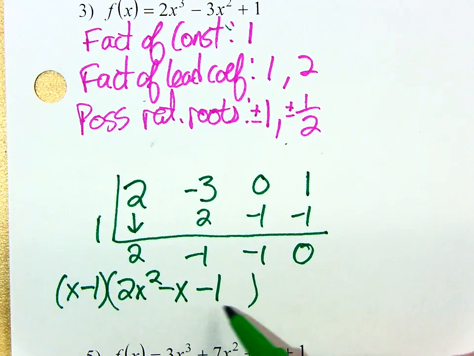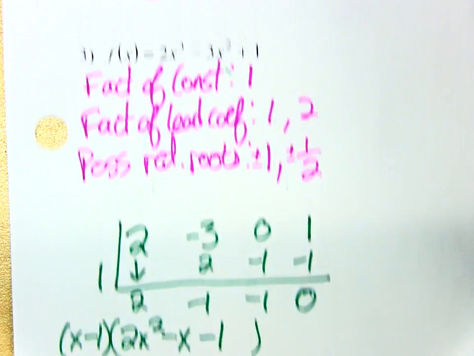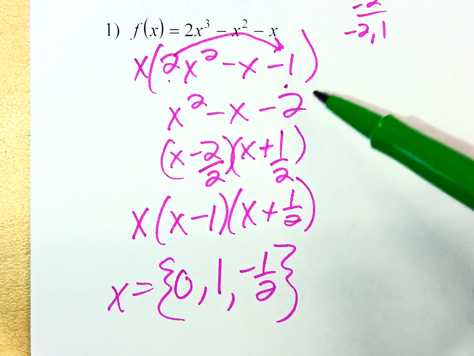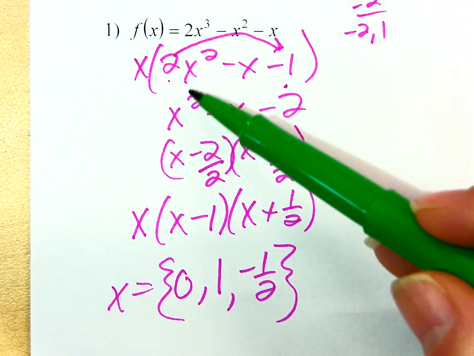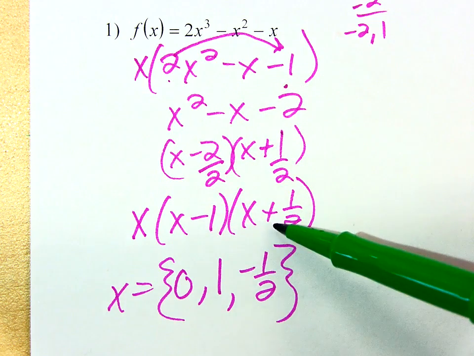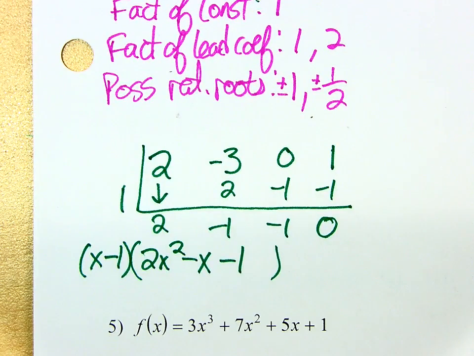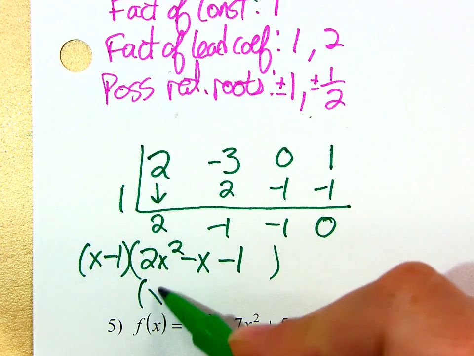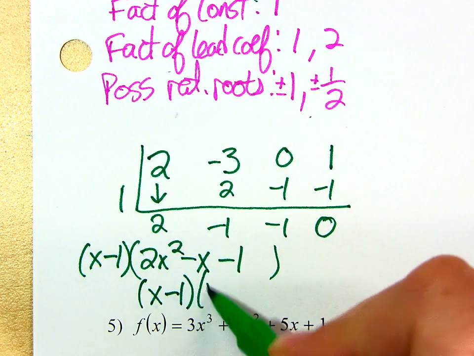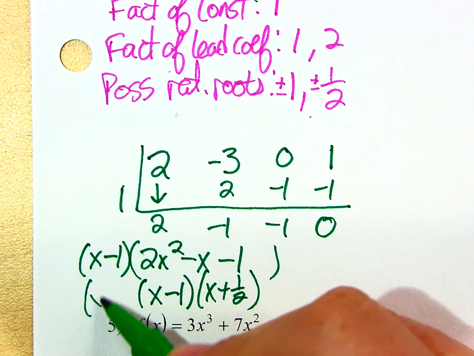And now I'm down to a quadratic, which I know how to solve. I think we just did this. We just did the same one. Yeah, right here was another one where we had 2x squared minus x minus 1. So when we factored that, we got x minus 1 and x plus a half. So just to save ourselves some time, this just factors into x minus 1, x plus a half. Don't forget to bring down the x minus 1 from before.